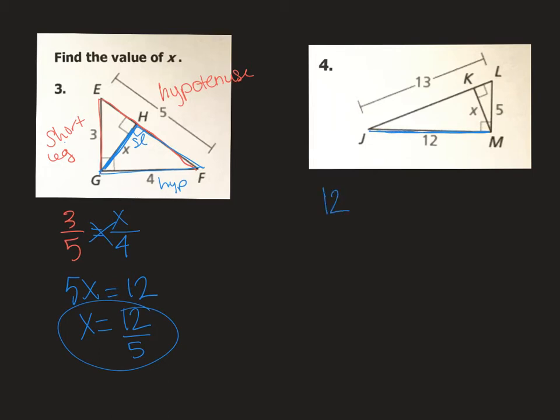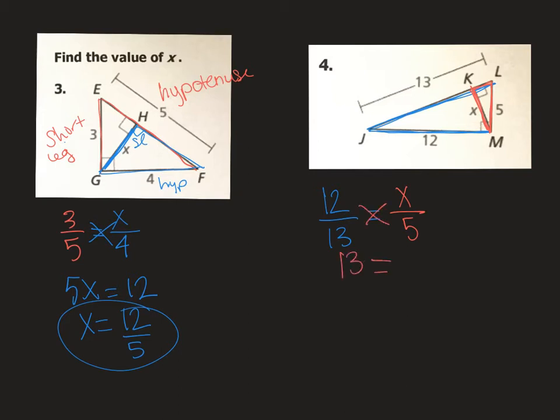So 12 is the longer leg. 13 is the hypotenuse of the entire triangle. So I need to set that equal to the smaller triangle that gives me the longer leg and the hypotenuse. Well, if I'm looking at x, this is the longer leg for this smaller triangle here. So the longer leg of x, the hypotenuse of 5, and I'm just going to cross multiply to solve for x.